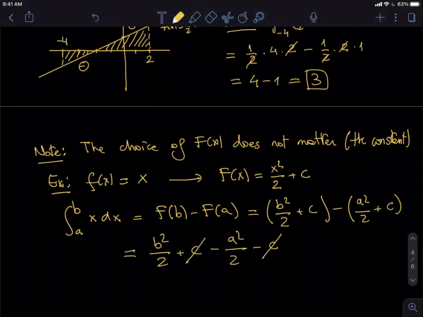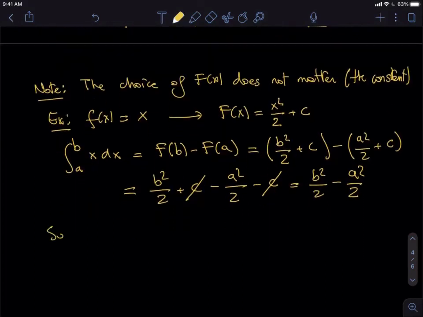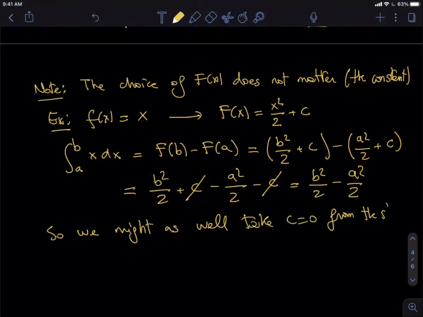And you see the constant disappears. We get b squared divided by 2 minus a squared divided by 2. So we might as well take c equals 0 from the start. That's the reason why I'm saying it doesn't matter: once you take the difference, it really doesn't matter.